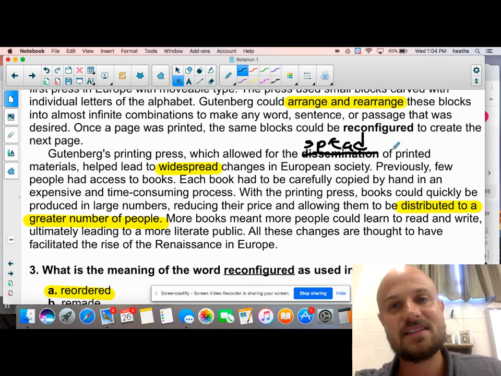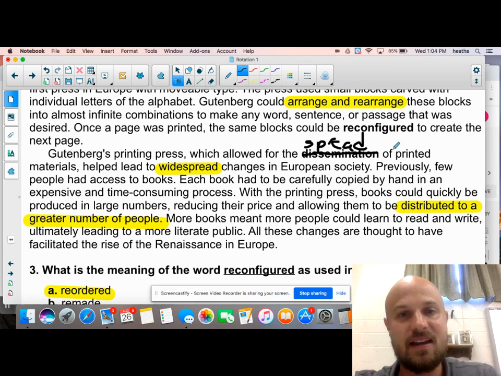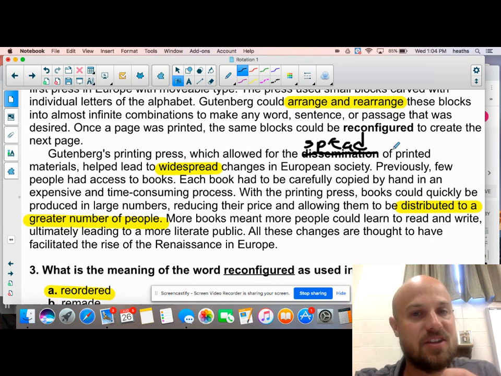It makes sense. And that is a good strategy for finding out if it is the correct meaning of that word.